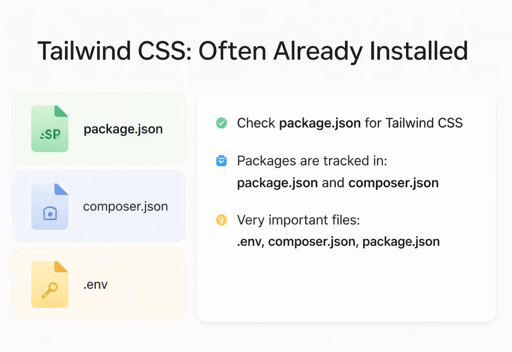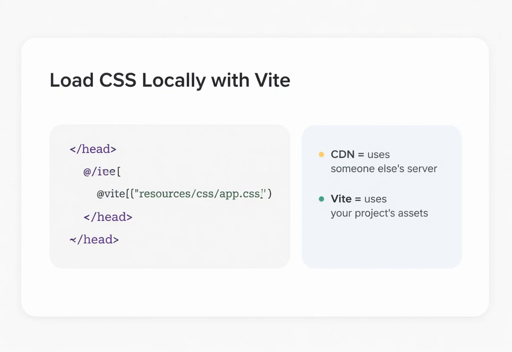Next, the instructor moves into styling with Tailwind CSS. In many Laravel setups, Tailwind is already included. You confirm that by checking package.json. Also, remember, package.json and composer.json are where dependencies live, and along with the .env file, they're considered extremely important project files. Instead of using a CDN link, Laravel commonly uses Vite.